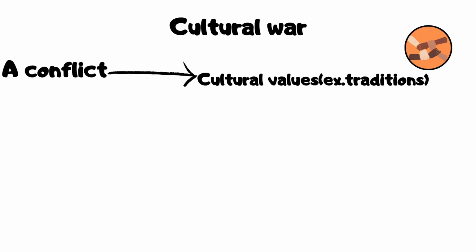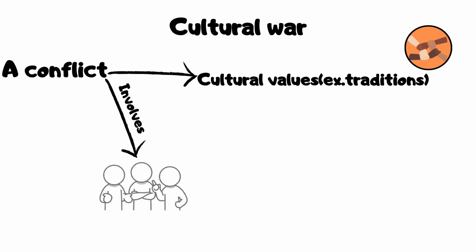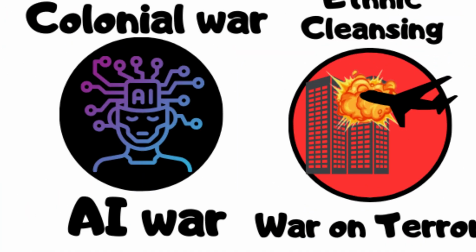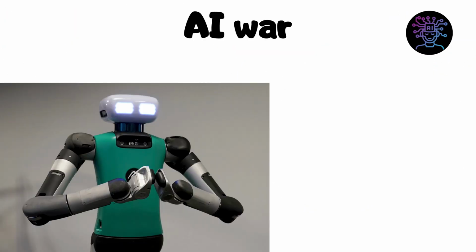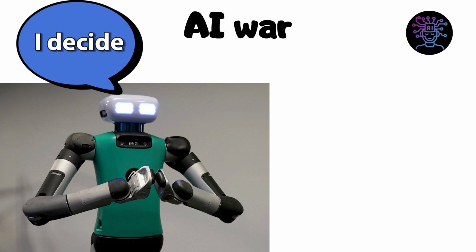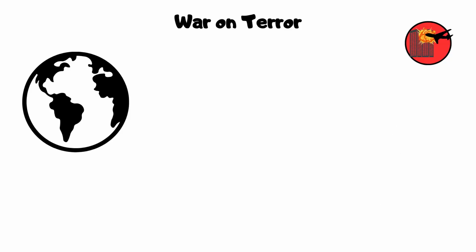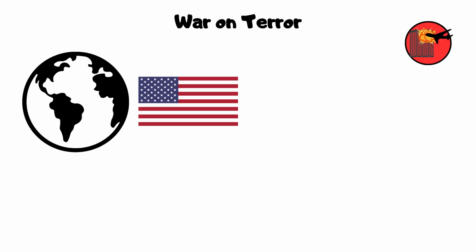Cultural war. A conflict over cultural values like traditions, norms, and identity within a society. This type of war often involves debates and struggles over issues such as language, religion, traditions, and social norms. Artificial intelligence war. AI systems making strategic decisions and even fighting wars on their own, leading to ethical and security worries.